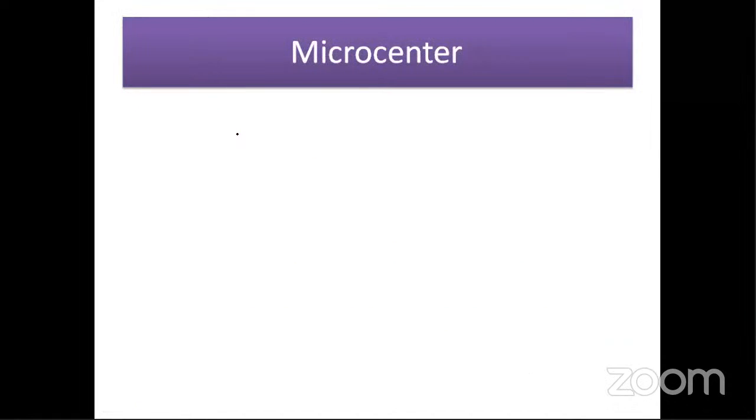Okay, coming to the next thing, that is the micro center. What the micro center tells you is that a micro center is a particular area within your center of diversity, where within a very small area you can find a much larger amount of diversity gathered together. That particular thing is called a micro center.